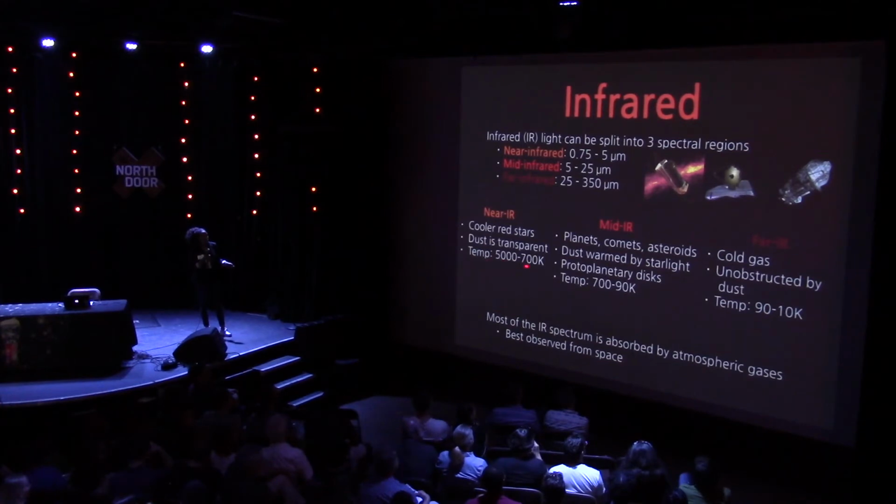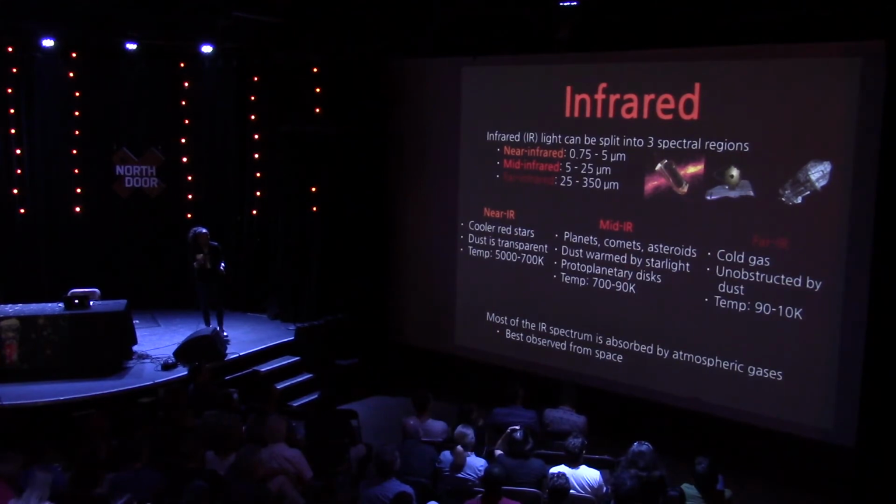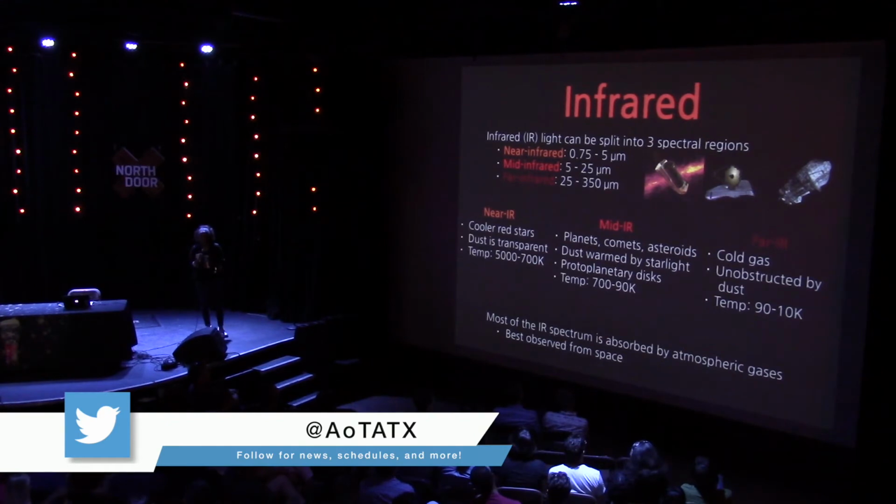The temperature here is 5,000 all the way down to 700 Kelvin for near infrared, mid-infrared 790 Kelvin, and then far you're tracing really cold things, 90 to 10 Kelvin. And again, they kind of blur together a little bit. That's a basic kind of ruler you can use. And as you saw in the other graph, when you get to these longer infrared wavelengths, those start to be absorbed by our atmosphere, so you need space observatories to observe them.